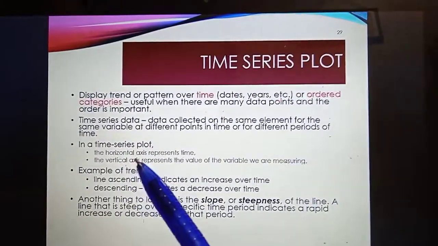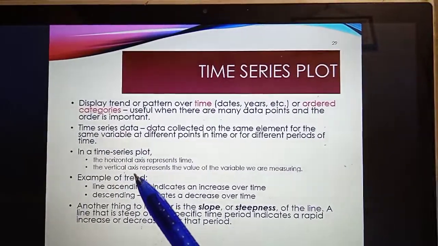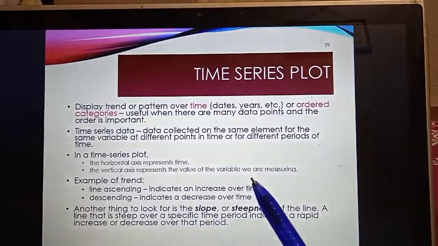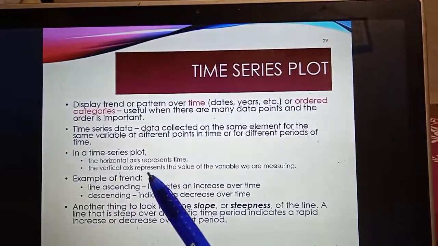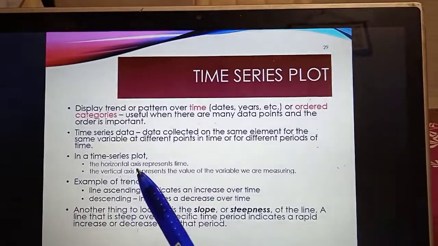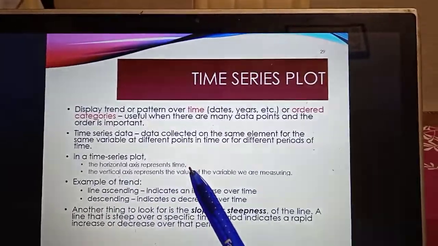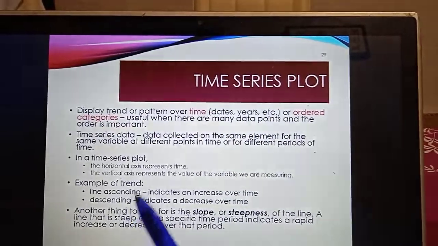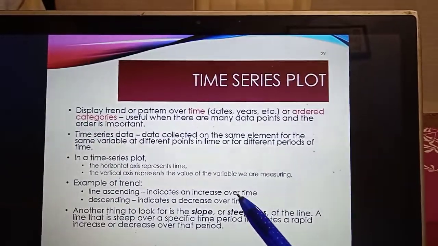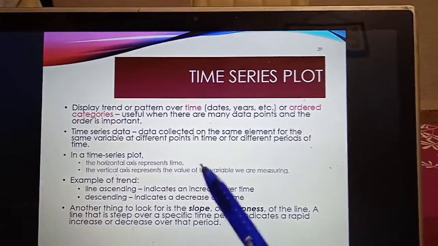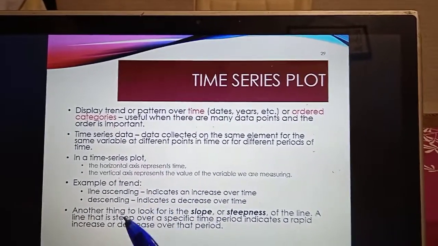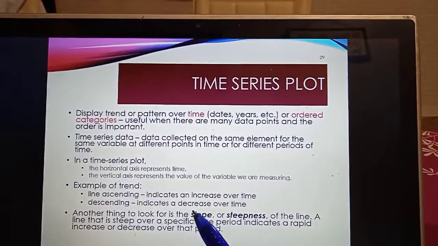For example, in a time series plot, we have X and Y axes. The Y axis, the vertical axis, represents the value of the variable we are measuring. The x-axis is the horizontal axis, which normally represents time. An example of a trend is an ascending line. We get data that goes up, so it indicates that it increases over time. For example, population: every year the number of people in Malaysia increases. So that is ascending. Descending indicates a decrease over time.